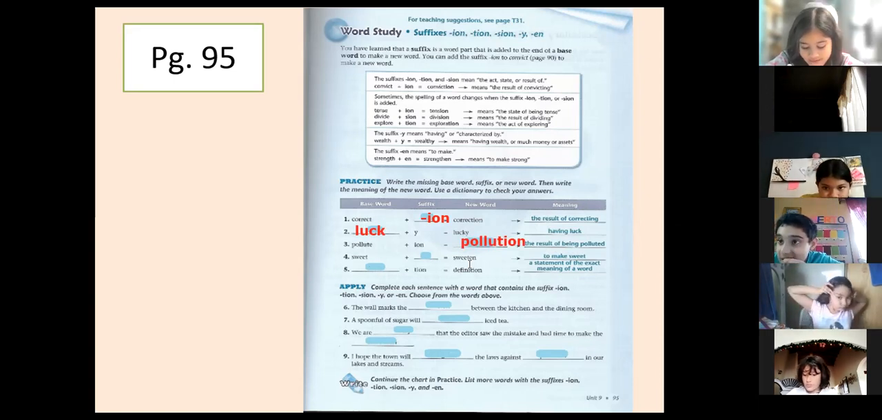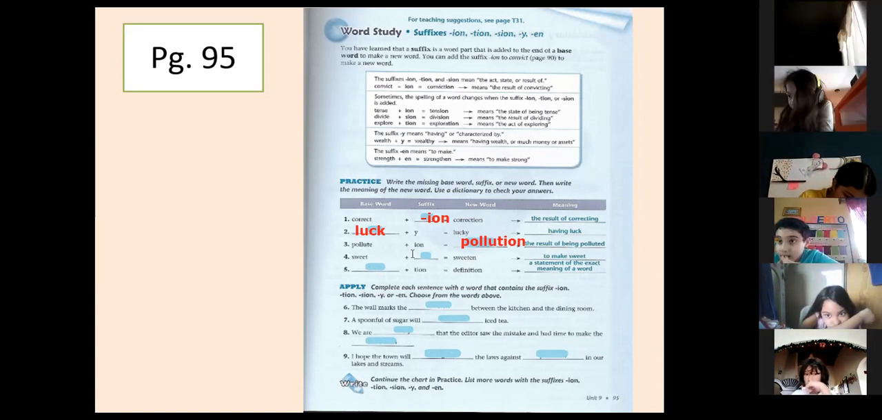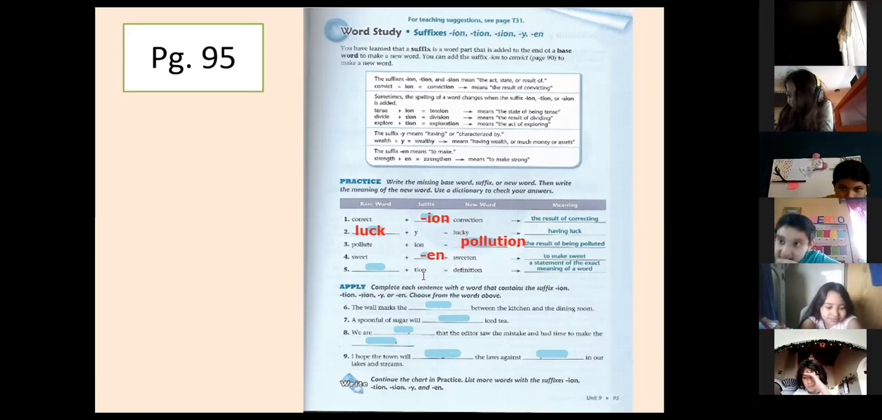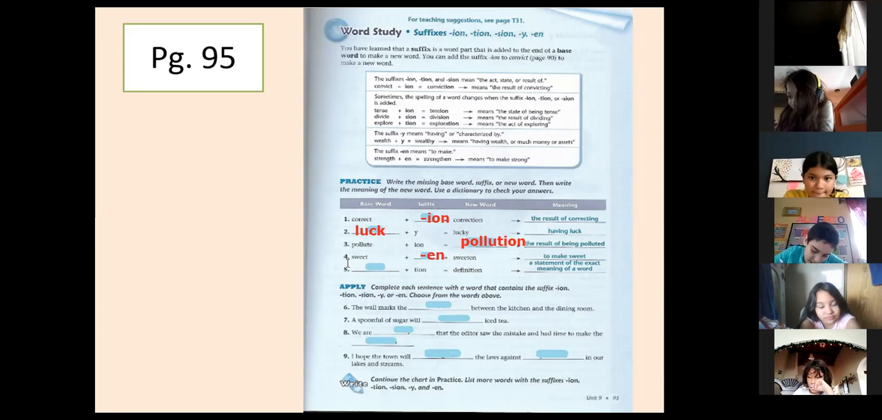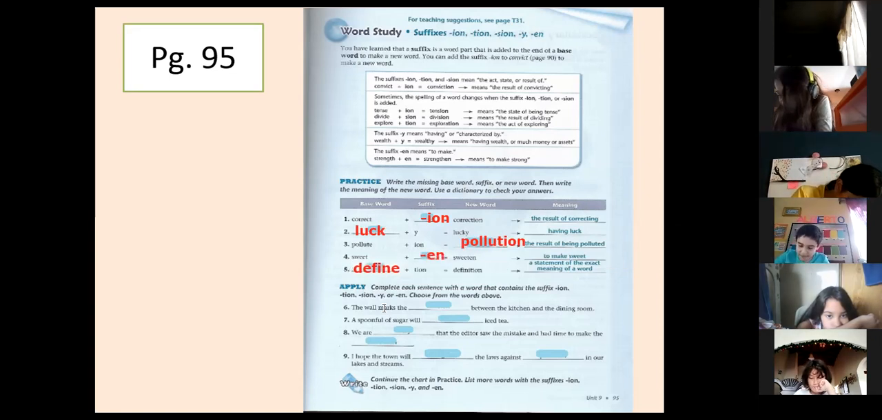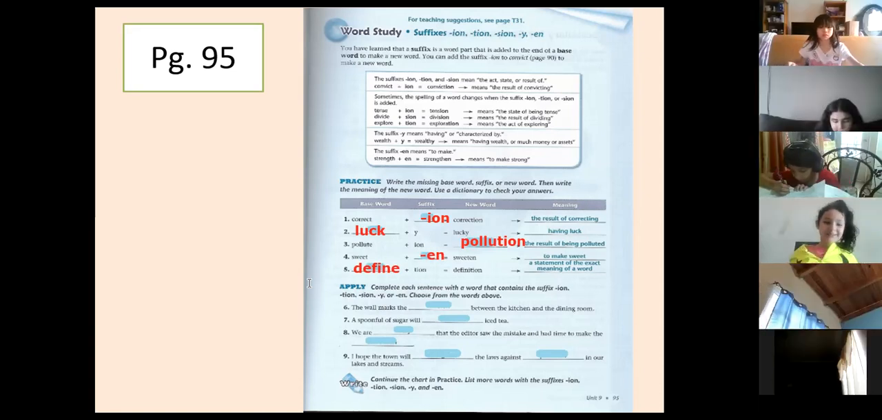Now we have sweet plus, we don't know the suffix, but we have sweeten. What is the suffix in sweeten? En. That's right, en. And we have the word definition and the suffix tion. So what is the base word? No, define plus tion, definition. A definition is a statement of the exact meaning of a word.